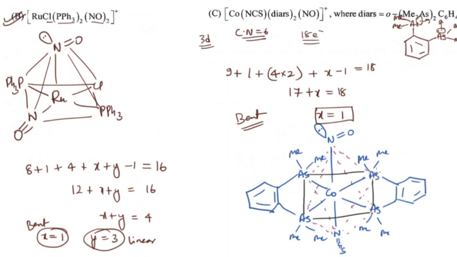These are your arsenic of diars, and they will be donating 2 electrons. So 2, 2, 2, and 2, 8 electrons will be coming from arsenic. This NO is present in the bent mode over here, giving 1 electron, and this NCS is giving you 1 electron from downside. It's a 6 coordination number complex with a 3D metal complex, so that's why it will follow 18 electron, and that's how we got that it's a bent molecule. Now taking option number D, let's solve for your option number D and see how that will be done.